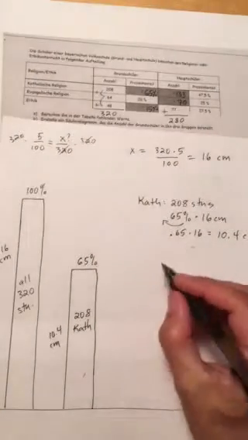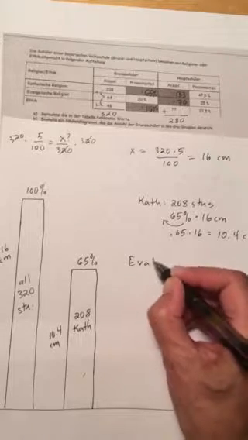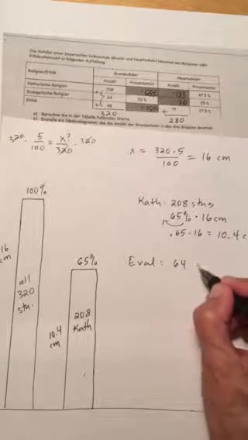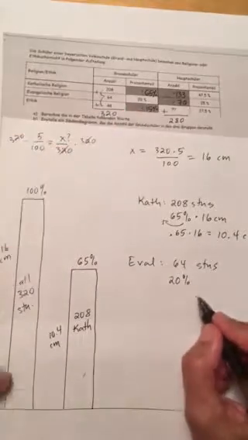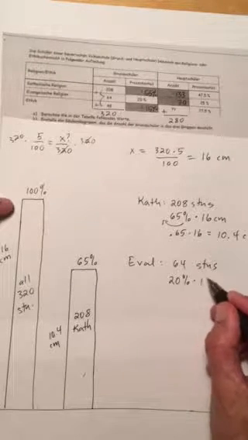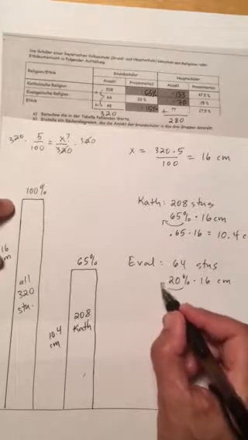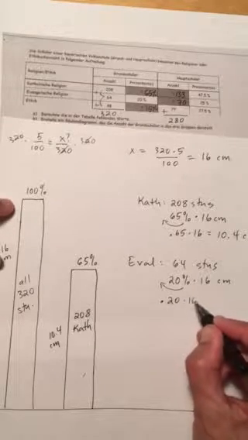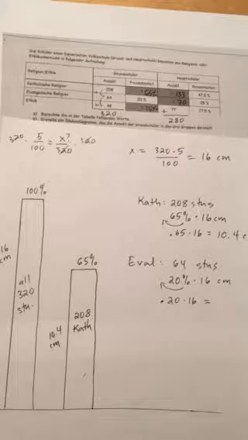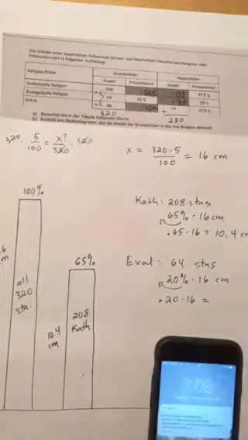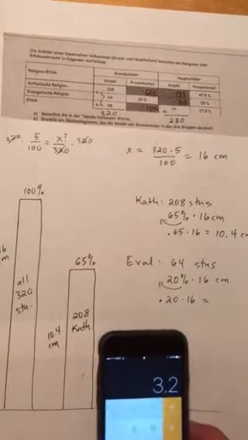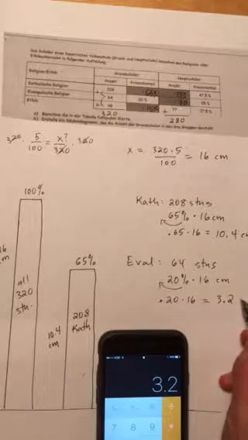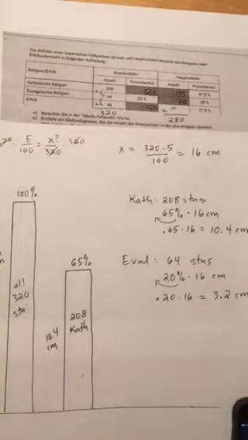Okay, how about the Evangelisch? Evangelisch was 64 students, and that was only 20%. So 20%, if the whole thing is 16 centimeters, 20% of 16 centimeters, we take this over here, so we get 0.20 times 16. And so 0.2 times 16 is 3.2 centimeters for the Evangelisch.